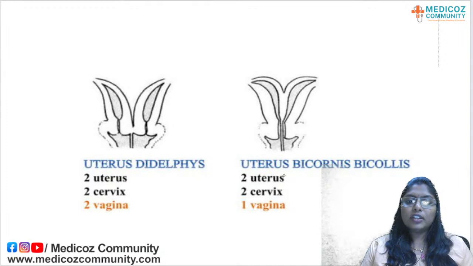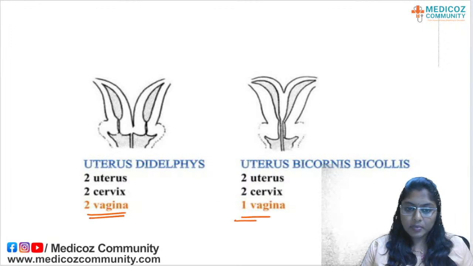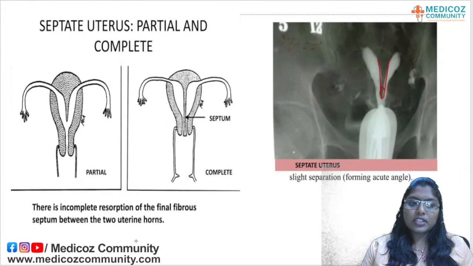So differentiating the bicornate uterus from didelphus, that means there are two vaginas in didelphus, there is only one vagina in bicornate uterus because the transverse vaginal septum has regressed. Coming to the septate uterus, there is incomplete resorption of the fibrous septum between the two uterine horns. It can be partial or it can be complete. So in this case, there is a complete septum, and the angle between these two is, in contrast with the other one, acute, whereas we have seen it is obtuse.